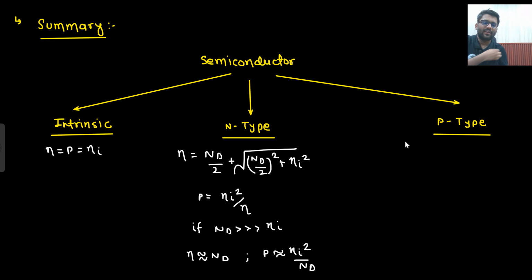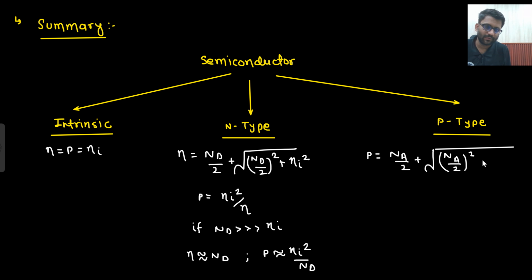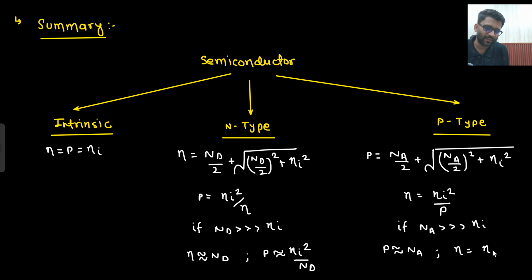Okay. What about the P type? In P type, number of holes is Na by 2 plus under root Na by 2 whole square plus Ni square, and number of electrons is Ni square by p. If Na is very much greater than Ni, then p will be approximately equal to Na, and n will be approximately equal to Ni square by Na. There you go.